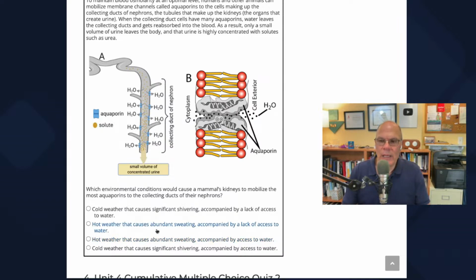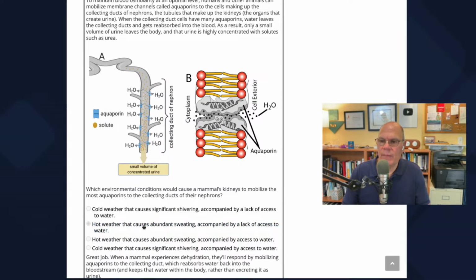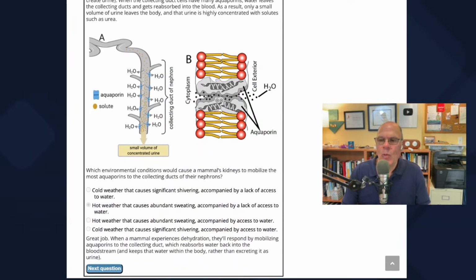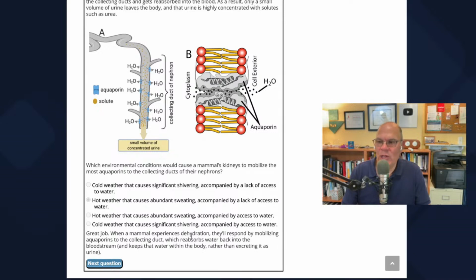I think I gave it away a little bit when I explained it. It's got to be this second choice. And let's see. Great job. When a mammal experiences dehydration, they'll respond by mobilizing aquaporins to the collecting duct, which reabsorbs water back to the bloodstream and keeps that water within the body rather than excreting it as urine. Let's do another question.